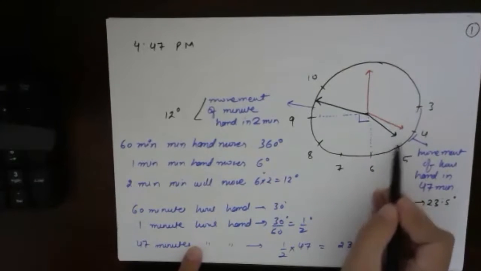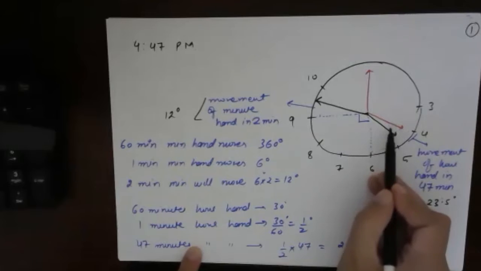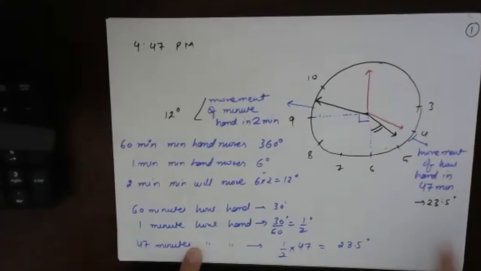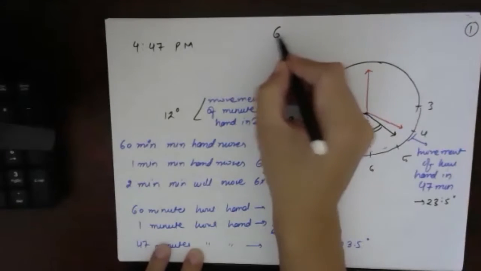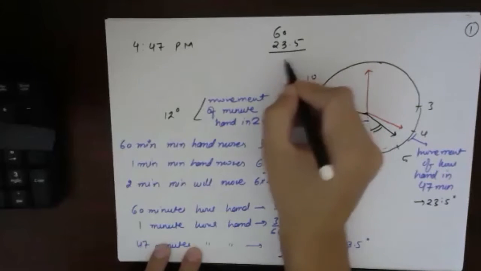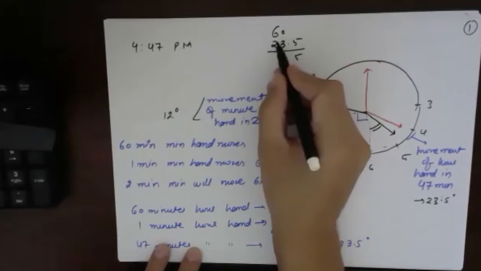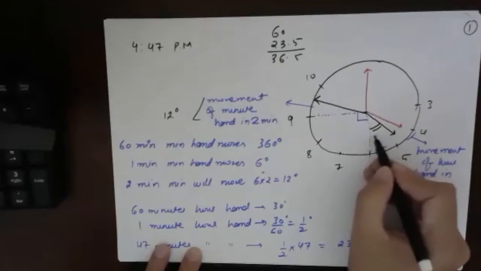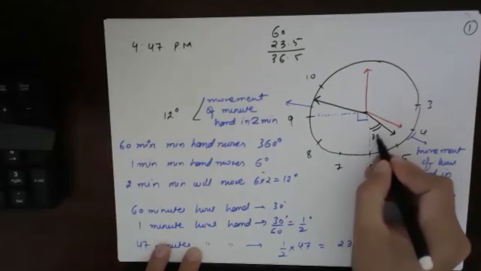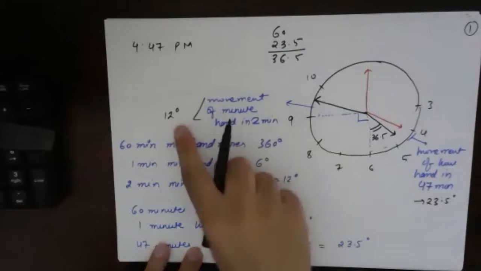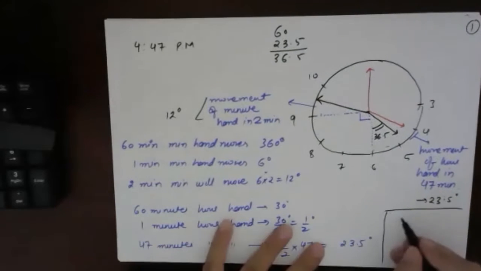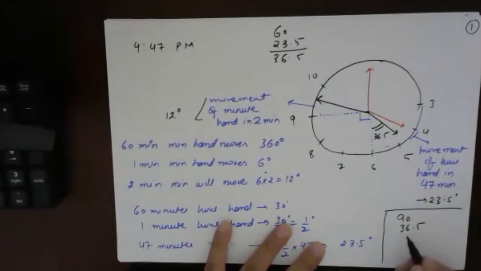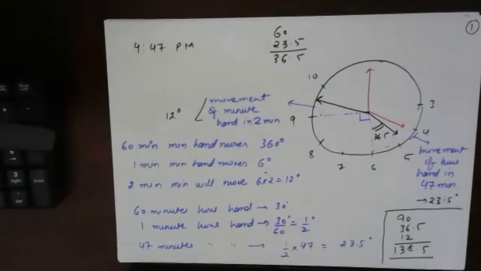Now from 4 till here, this total angle is 60. From 60, I will remove 23.5, so I will get this angle. 60 minus 23.5 is 36.5. So this angle is 36.5. This angle is 90. This angle is 12. So we will add all of them: 90 plus 36.5 plus 12, which is 138.5. Very good. Excellent.